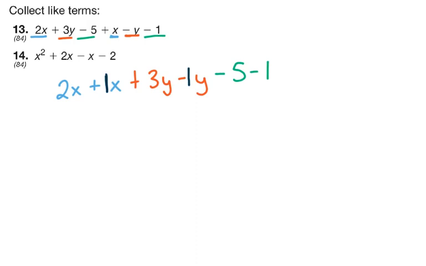So we have 2x plus 1x. So you're going to add that, and you're going to tell me how many x's. Then you have 3y minus 1y. So you're going to subtract that, and you're going to tell me how many y's. And then you're going to add -5 and -1, and you're going to tell me what answer you get. Wow, that was long. And then you should have an equation where you have collected the like terms. Go ahead and finish that problem. Pause the video.